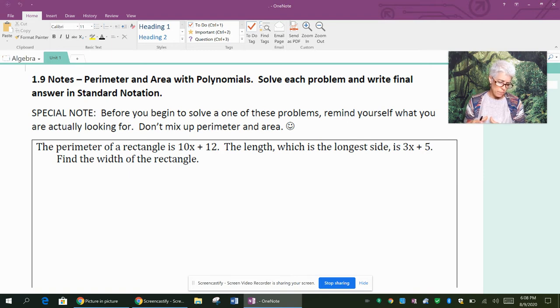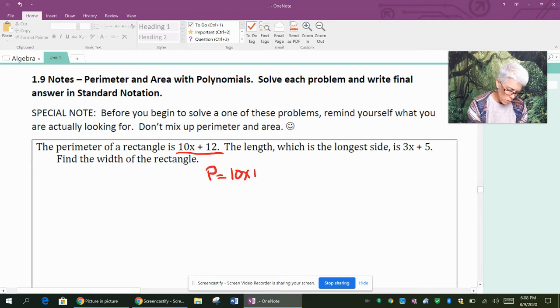Now, let's look at this first one here. It says the perimeter of a rectangle is 10x plus 2. So that is my perimeter, so obviously it's not going to ask me for that. It is a rectangle. I know that a rectangle looks kind of like that. It has 4 sides. The length, which is the longest side, is 3x plus 5.